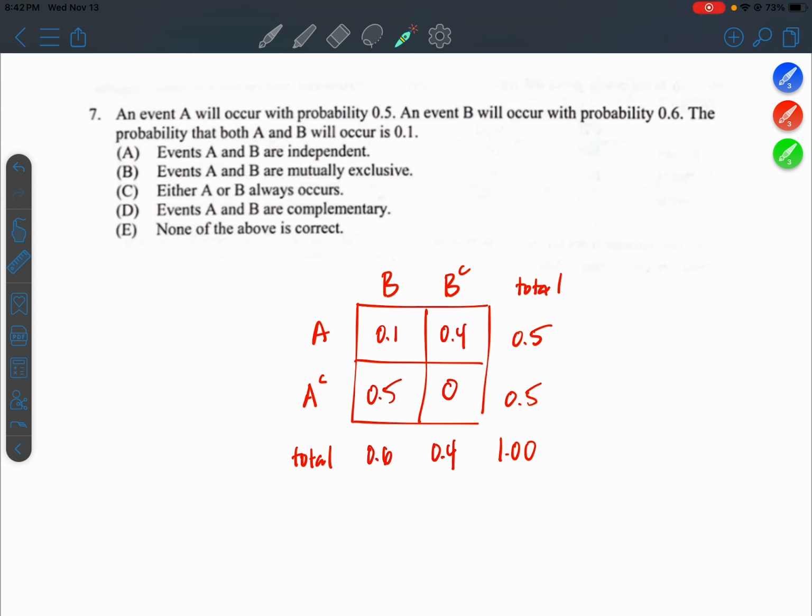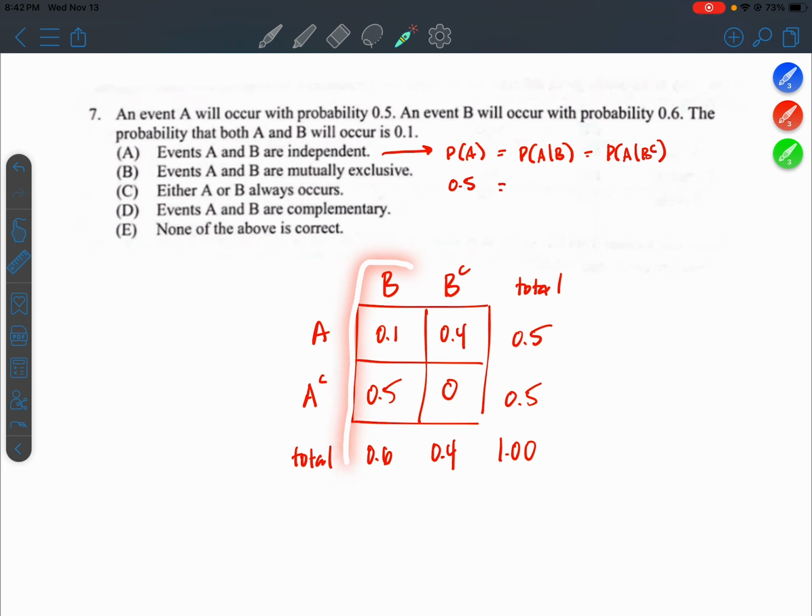Events A and B are independent. I don't know, but if that's true, the probability of A would equal the probability of A given B, and that'd have to equal the probability of A given not B. So we already know the probability of A is 0.5.